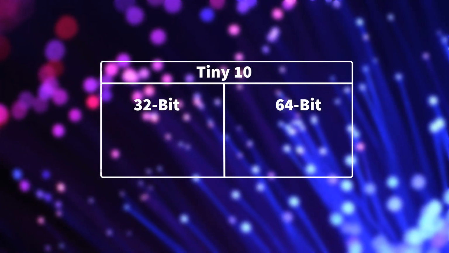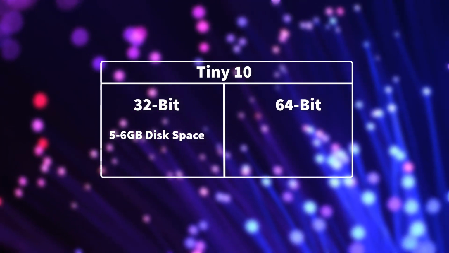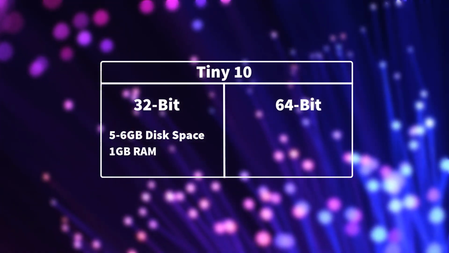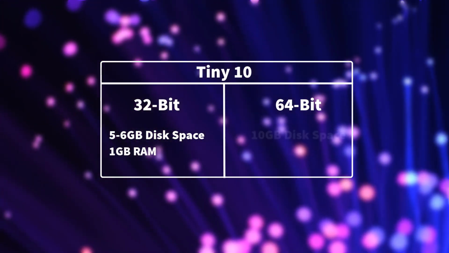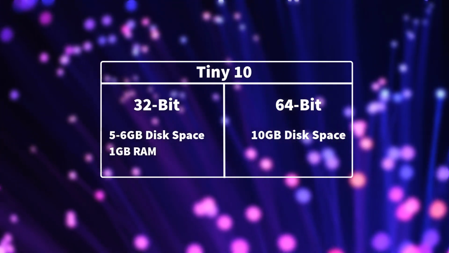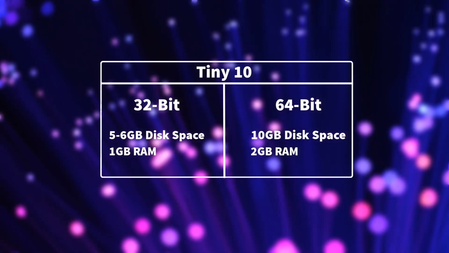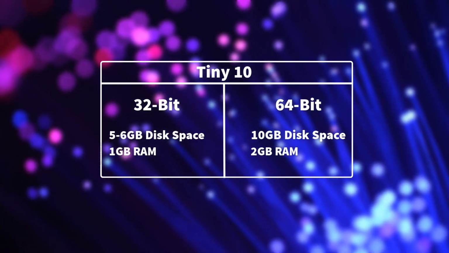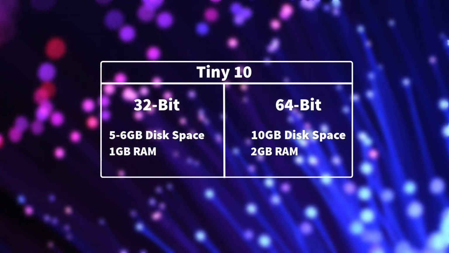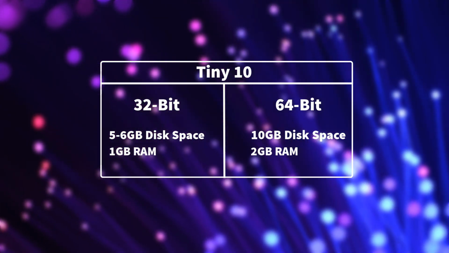Tiny10 on a 32-bit system takes only 5.2 GB disk space and runs with 1 GB RAM. If you have a 64-bit system, it takes only 10 GB disk space and runs with 2 GB RAM. And this is really amazing because Windows 10 takes 22 GB disk space whenever you install it on your system. So it reduces 17 GB of disk space, which is great, and that's why it is running very smoothly.